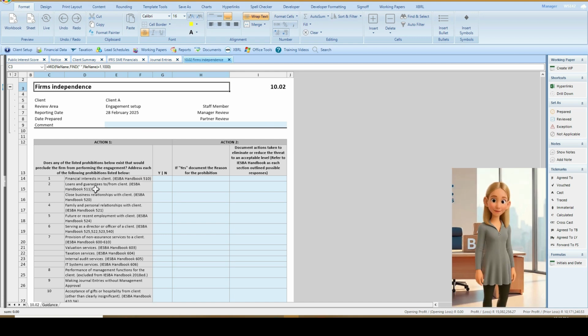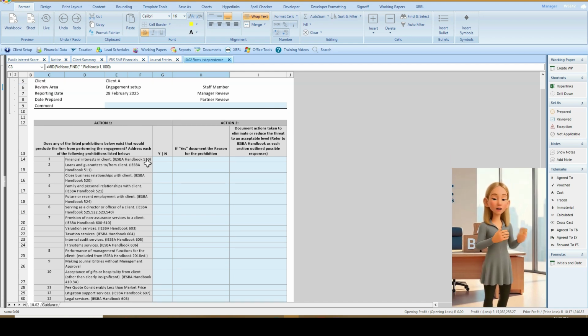Okay, let's start. The working paper is basically divided into 3 sections, of which the first is prohibitions precluding the firm from performing the engagement. After considering the prohibition, we answer the core question in Section 2: is there anything that makes it impossible for us to do this job independently? Then, lastly, in Section 3, you document. If the answer is yes, you must document the reason, for example, the firm has a direct financial interest in the client, and record the actions taken, for example, disposing of the interest, removing conflicted team members.